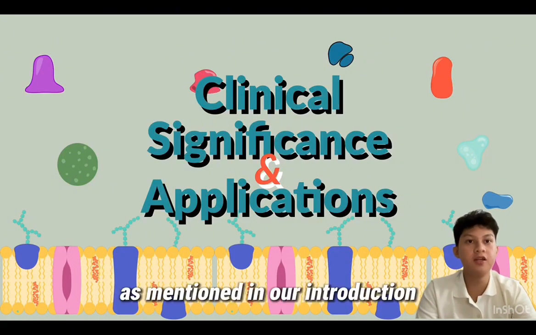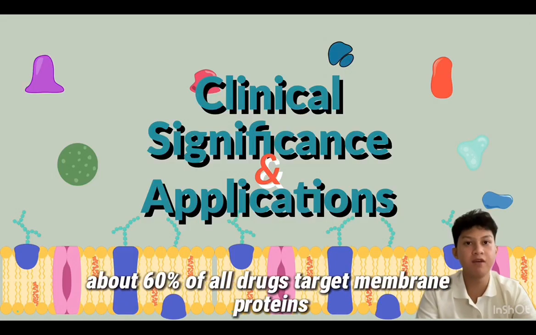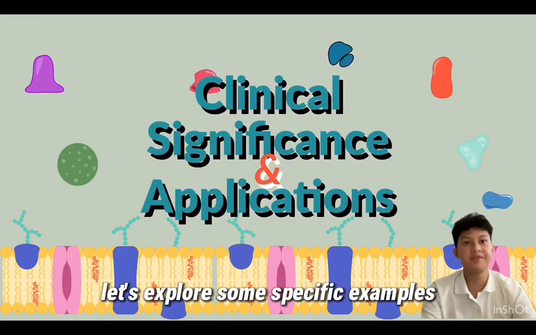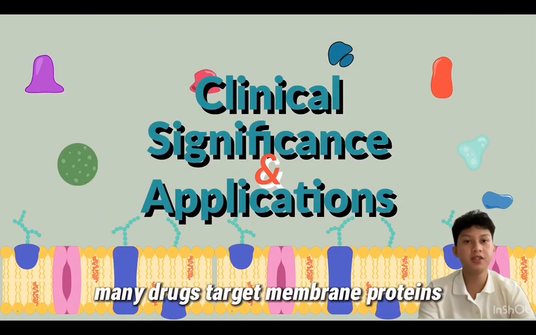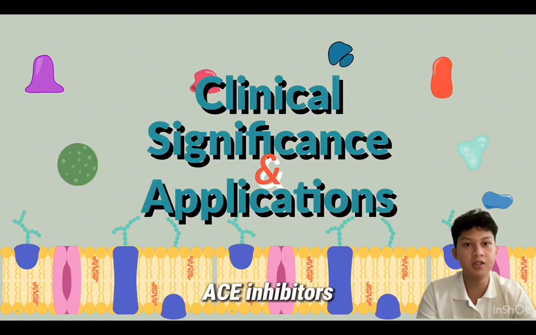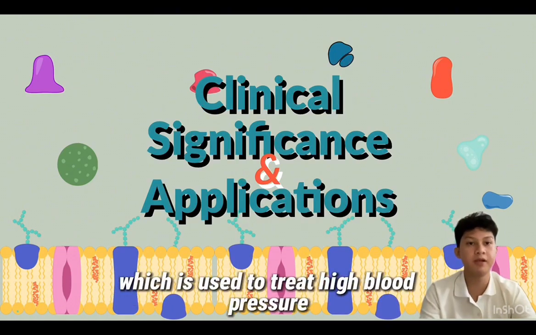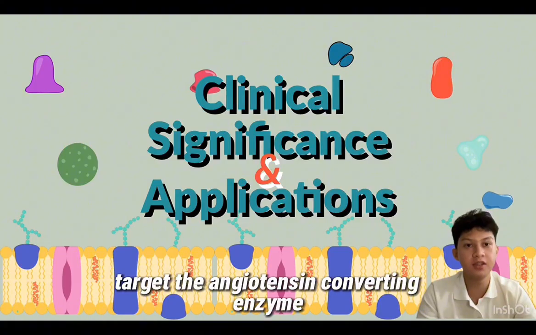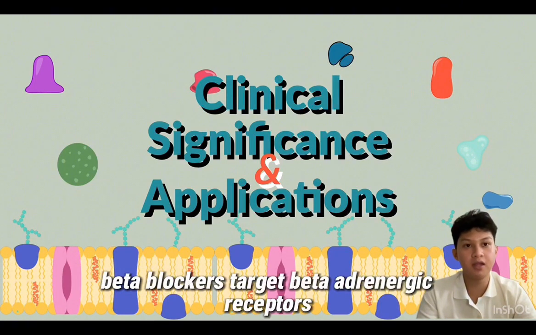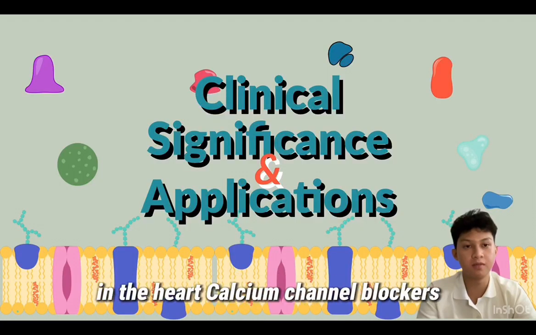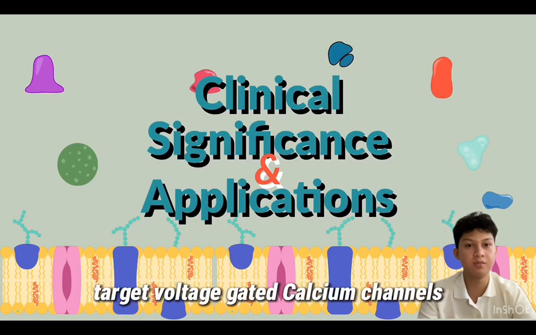As mentioned in our introduction, about 60% of all drugs target membrane proteins. Let's explore some specific examples. In cardiovascular medicine, many drugs target membrane proteins. ACE inhibitors, which are used to treat high blood pressure, target the angiotensin converting enzyme. Beta blockers target beta-adrenergic receptors in the heart. Calcium channel blockers target voltage-gated calcium channels.